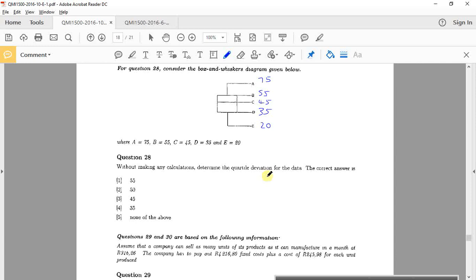Here's our box and whiskers. So quartile: the largest value is there, quartile 3 is there, quartile 2 is there, quartile 1 is in, the smallest value is there. So determine the quartile deviation for the data. Quartile deviation, where is quartile deviation? Do they give that to you? No, they don't. So deviation would be the difference between the two.